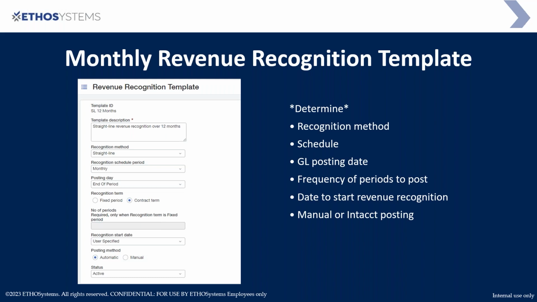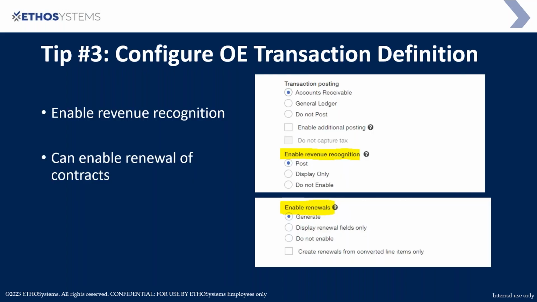Okay, moving right along. The next piece we need to set up for this process is the transaction definition. So we've identified the revenue templates: monthly, quarterly, semi-annual, and annual. Now we need to set up the queue where all these contracts are going to be centrally located, if you will. The biggest piece when we're configuring that transaction definition, or queue, is two pieces.